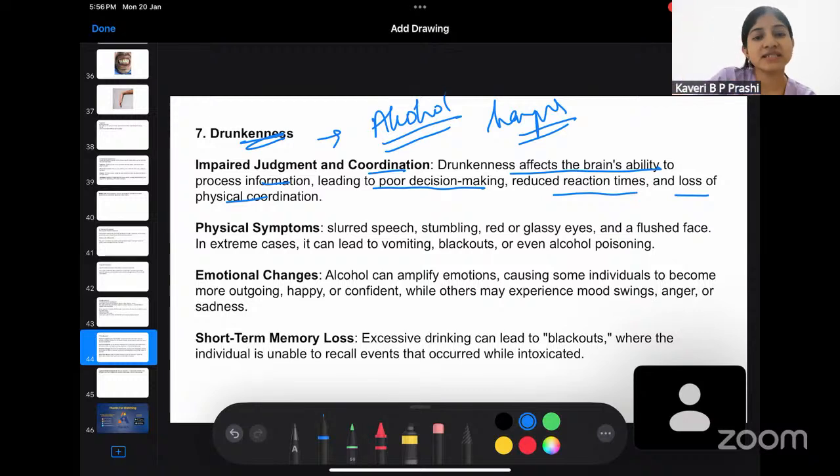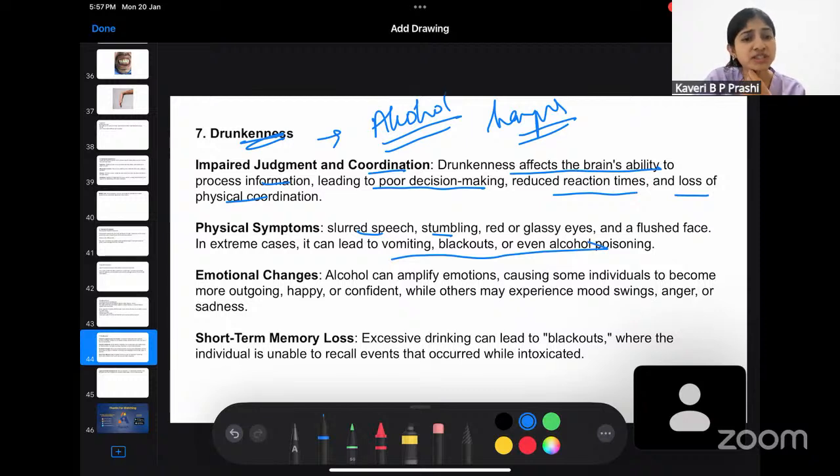What are the physical symptoms seen in a person who is drunk? Slurred speech, stumbling, red and glassy eyes, and a flushed face. This is how you can identify a person who is in drunkenness. In extreme cases, it can lead to vomiting, blackouts, or even alcohol poisoning.